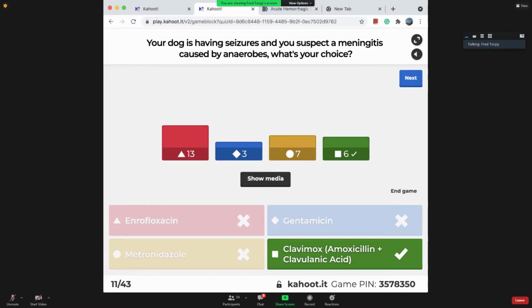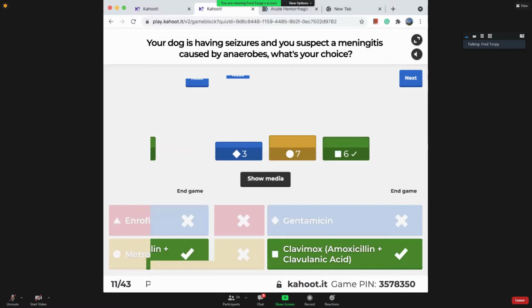Does anybody remember its spectrum? You said it was for aerobes. Yeah, exactly. So it's only aerobes. Aminoglycosides require oxygen to get taken into cells where they can act. So they can only do that in aerobic environments where aerobes live. All right.